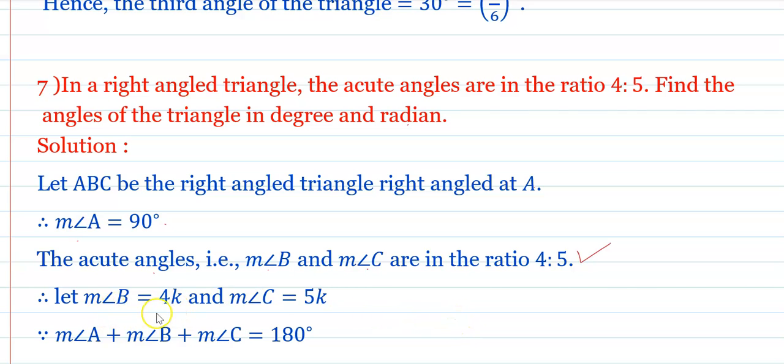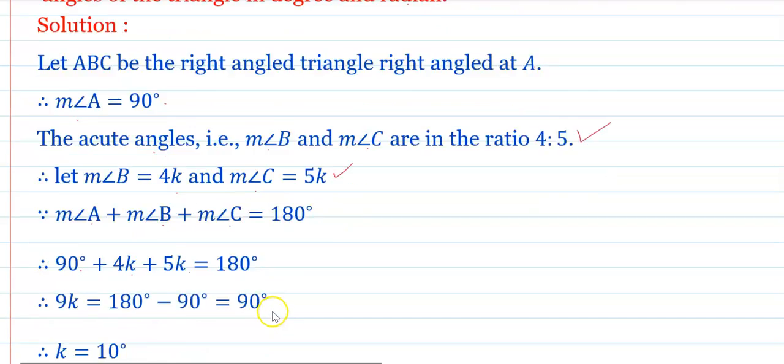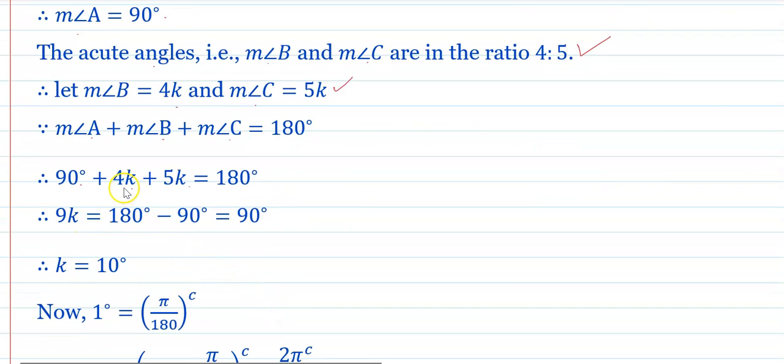Let measure of angle B is equals to 4k, measure of angle C is equals to 5k, and hence measure of angle A plus measure of angle B plus measure of angle C is equals to 180. Therefore, we know the measure of angle A is 90, B is 4k, C is 5k, is equals to 180, and hence 4k plus 5k is 9k, and therefore 180 minus 90 you will get 90, 9k equals 90, and त्या दोघांचं मेजर किती तर 90 degree.